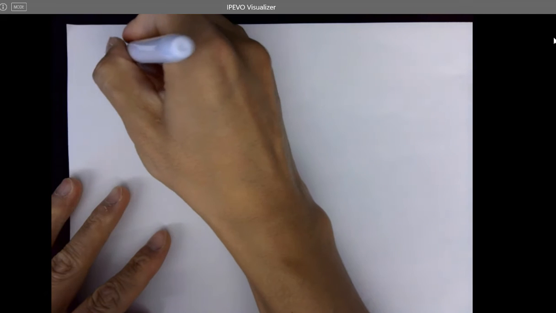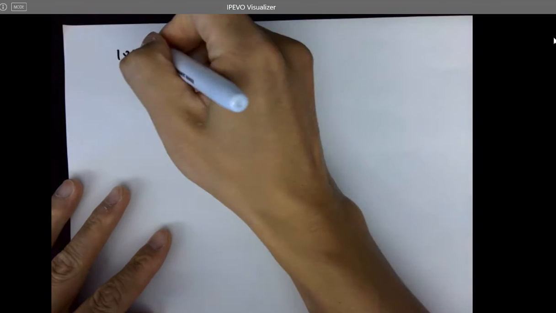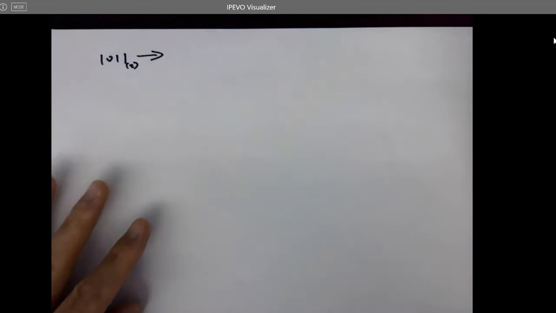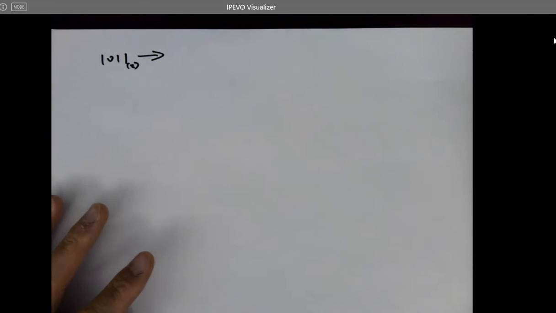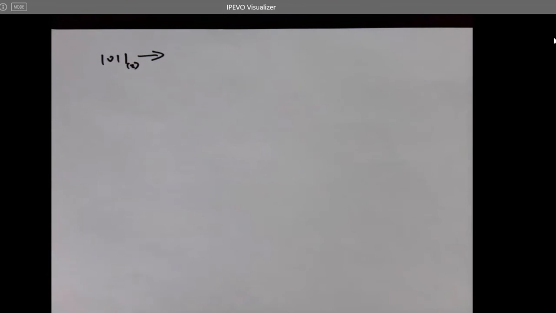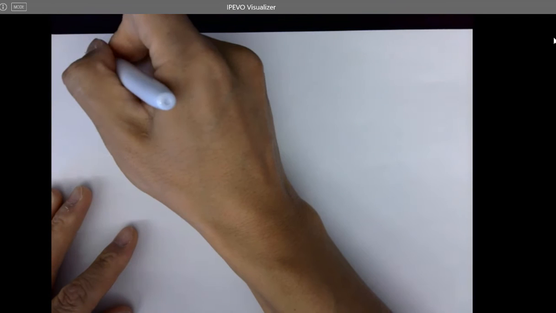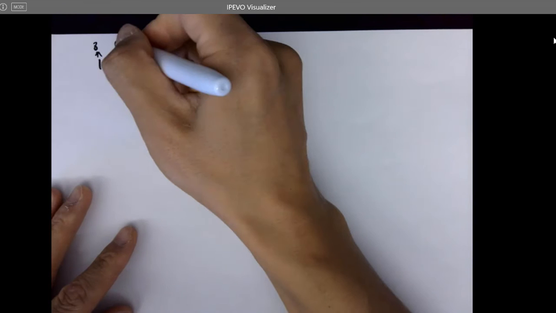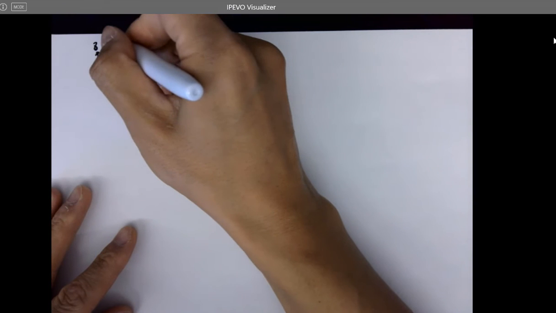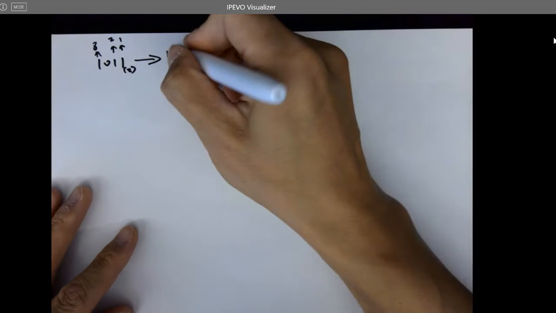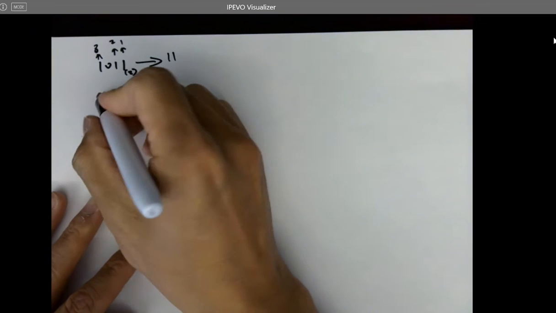For example, if I write down a number like 1011, it's not too bad. You can still convert it into a decimal number if this is a 2-based, which is a binary number. So what is the corresponding decimal number of this guy? Because we know this one represents 8, and that one represents 2, and that one is 1. So it's 11.